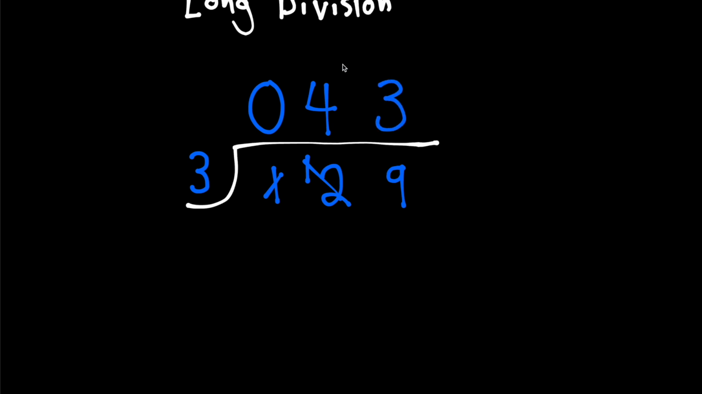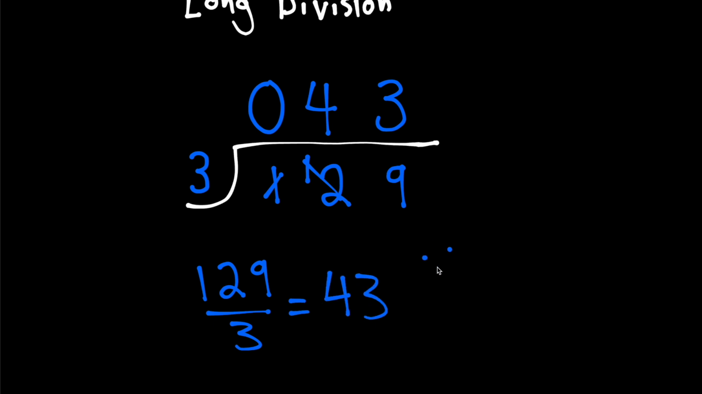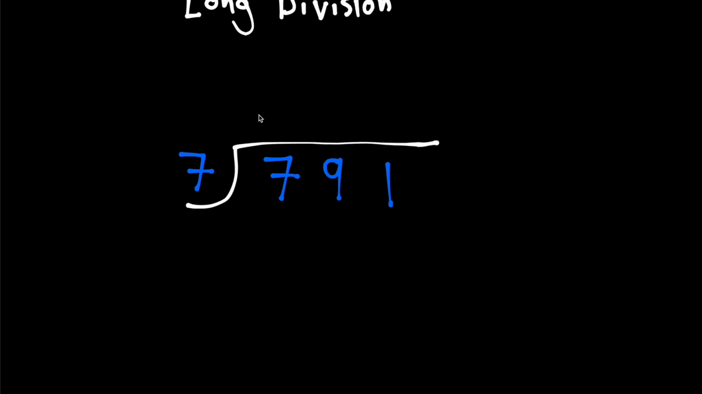Perfect. So we've completed everything now, all the columns are finished, so we know that 129 divided by 3 is equal to 43. And if we were to do 3 times 43, that would equal 129, so we are all happy. Straight into another example.